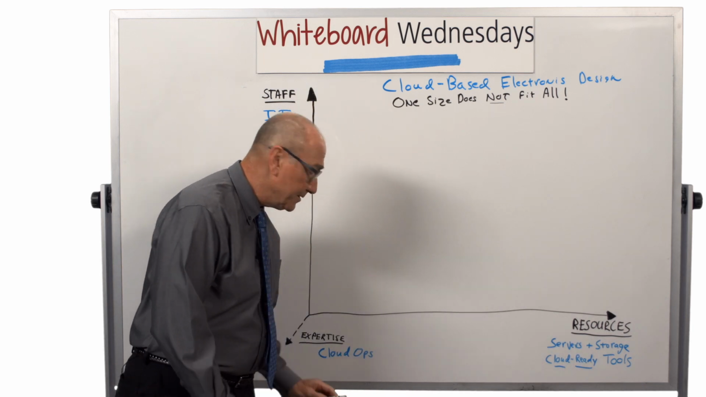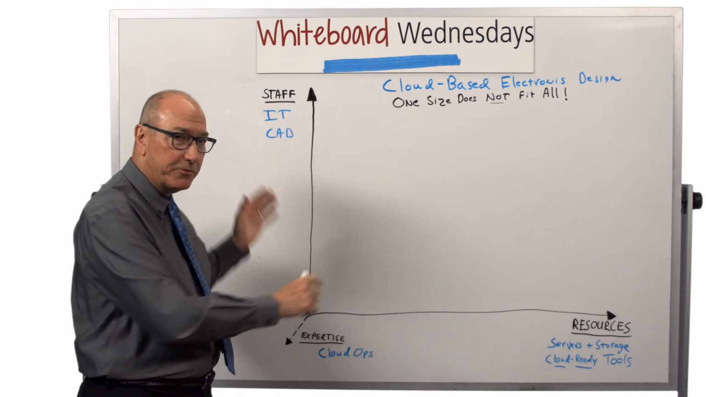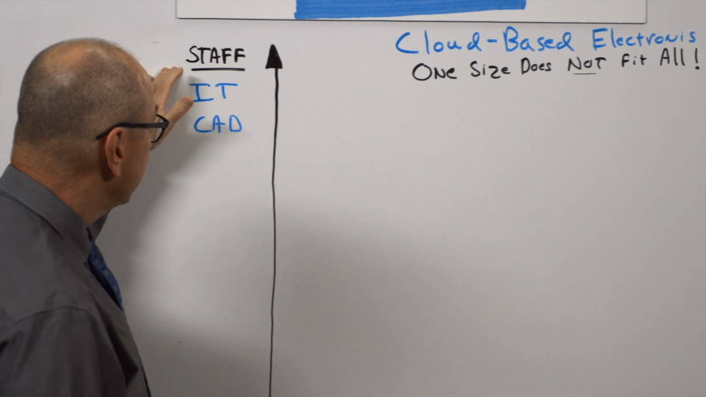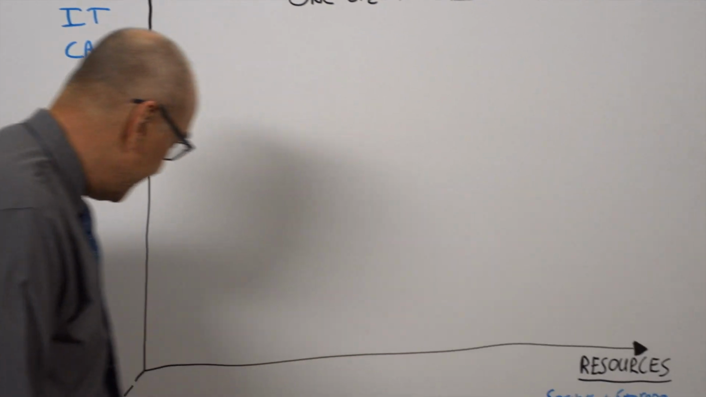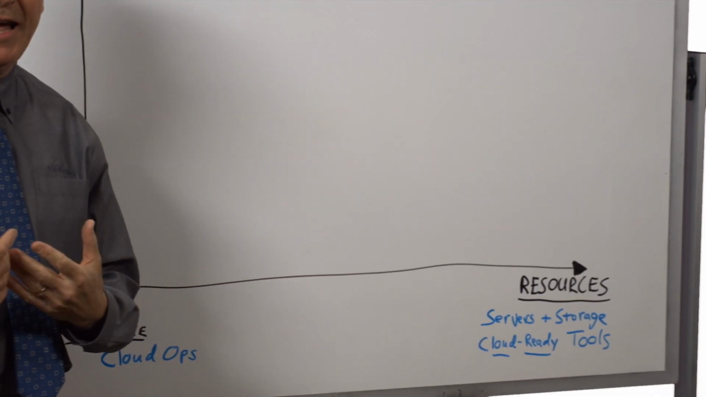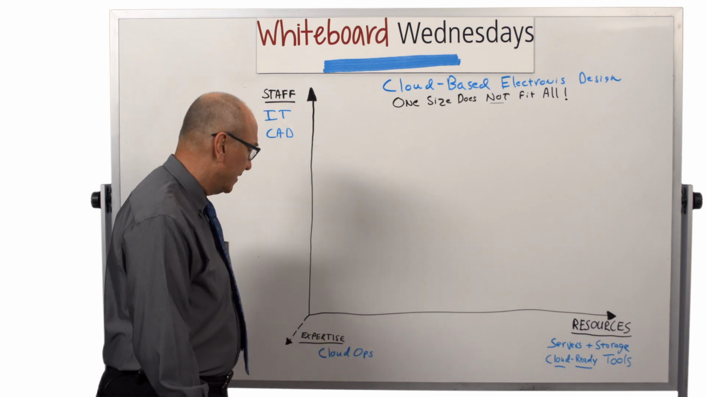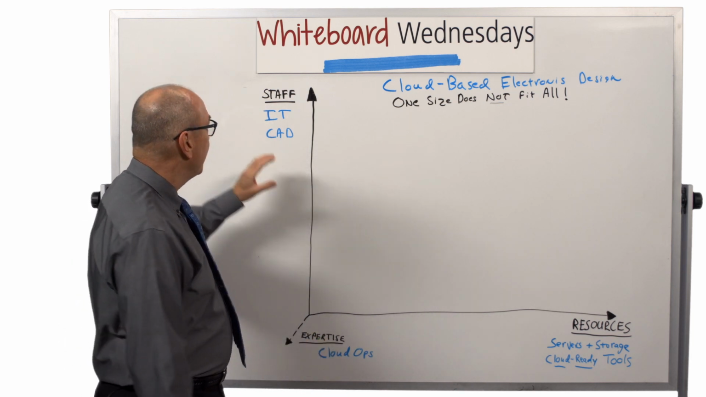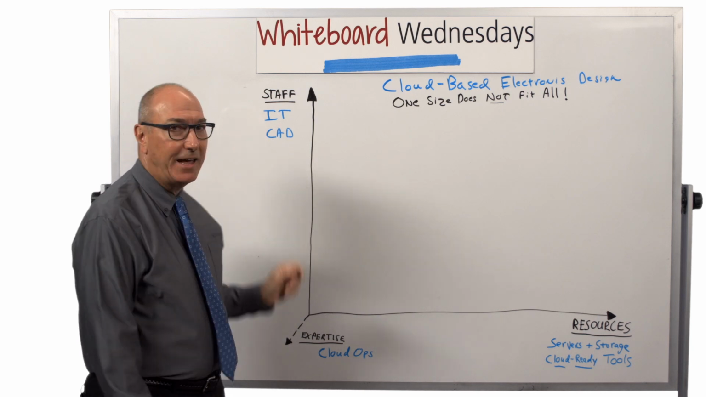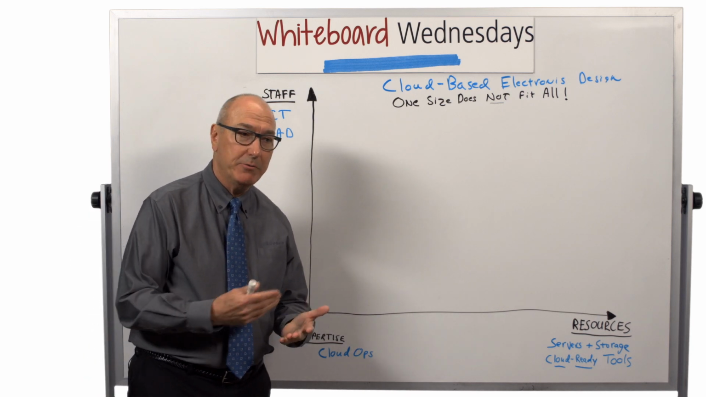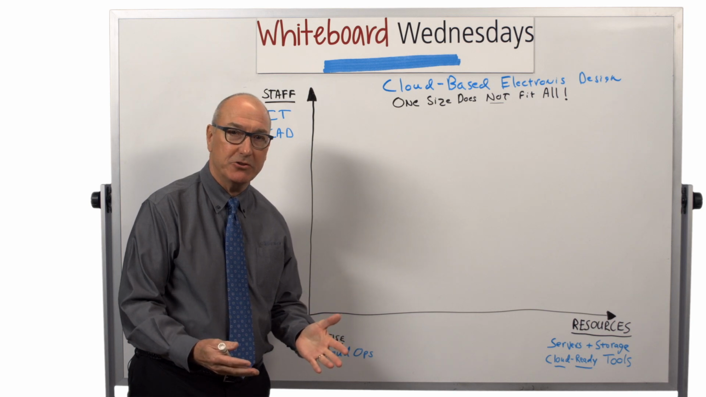So to help us understand this, I've drawn kind of a three-dimensional matrix showing staff, resources, and expertise. These are the assets that your company would have in doing your electronic design projects. Now, for staff, I mean IT support and CAD support, the folks that help you with the hardware and the tools to help you get your job done.